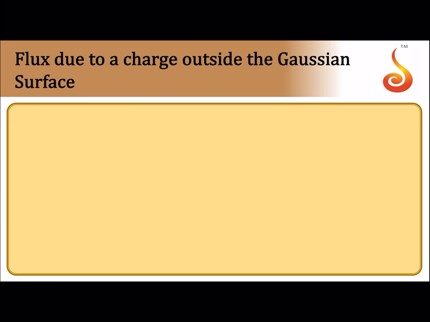Flux due to a charge outside the Gaussian surface. This is now interesting. Note, when I have a Gaussian surface and I have a charge Q over here, the flux lines go like this and my flux is equal to Q by epsilon naught. Now what happens if I have the same surface but a charge Q which is outside the surface? What is now the flux through my surface? A charge Q is outside the Gaussian surface. Will it be once again Q by epsilon naught? Will it be minus Q by epsilon naught?